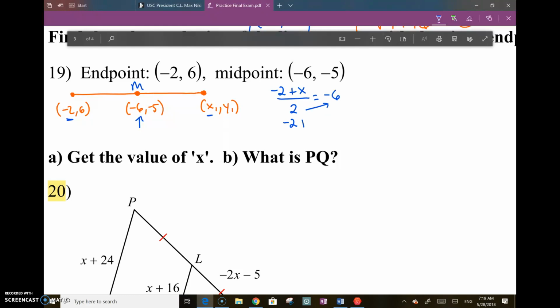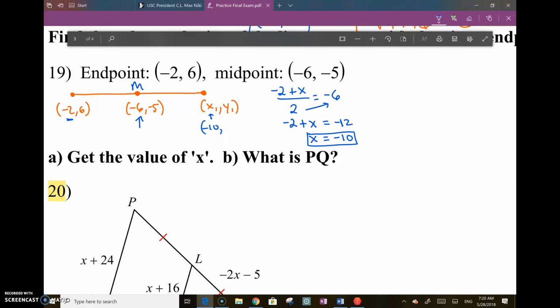So negative 2 plus x, which is my numerator, is equal to negative 12, the product of 2 and negative 6. Then adding 2 on both sides, I would get x is equal to negative 10. And just like that, I now know the value of my x for my other endpoint. So this is now negative 10.